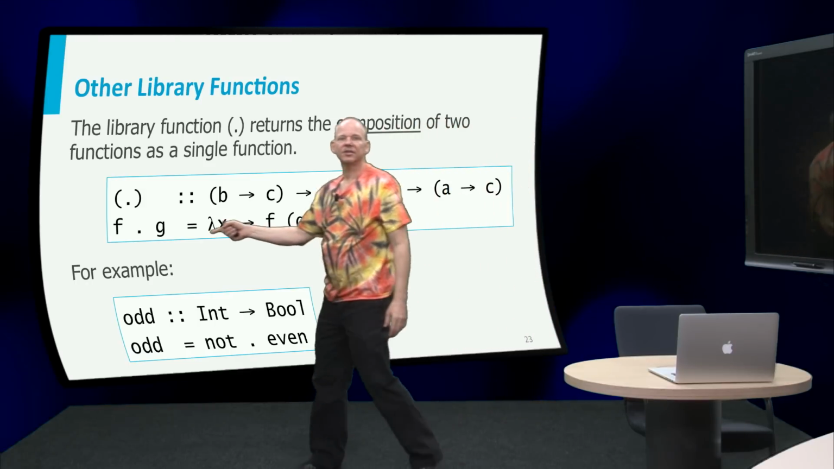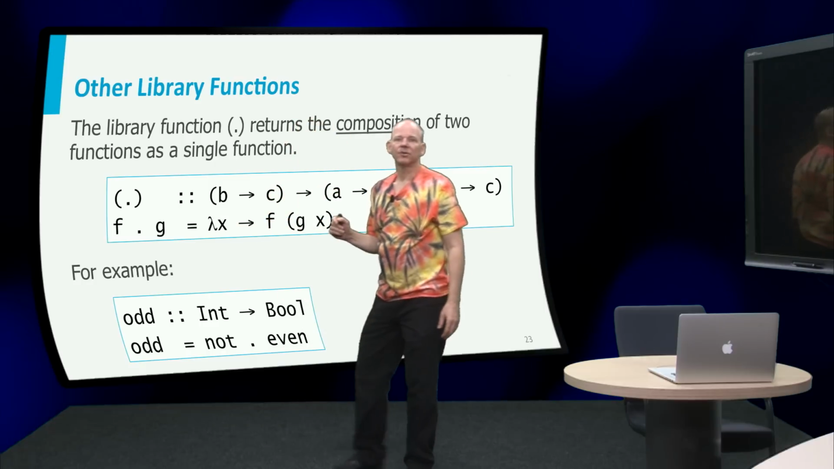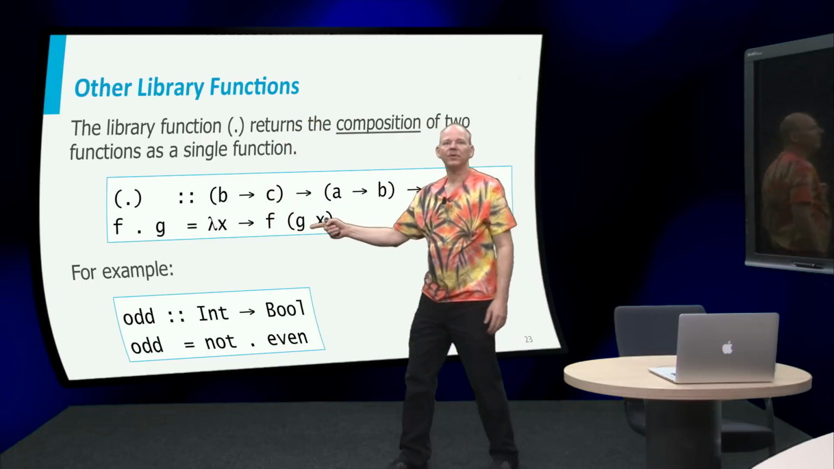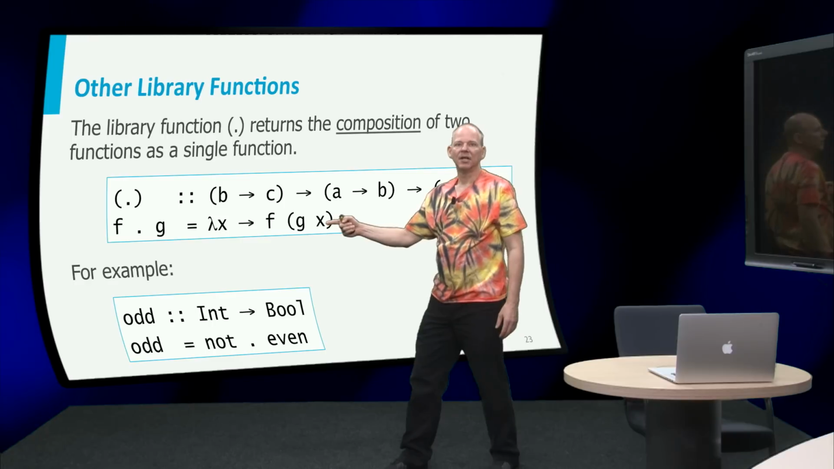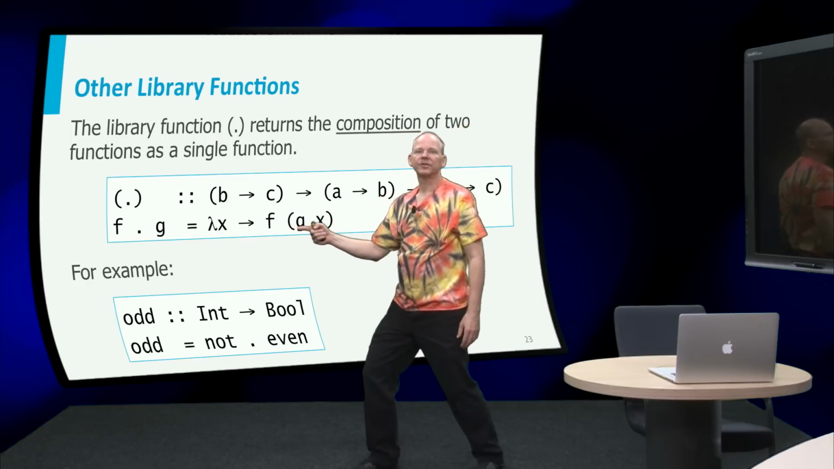So here's the definition of composition. What we do is we have two functions, and then we first apply G to X, and then we apply F to the result.